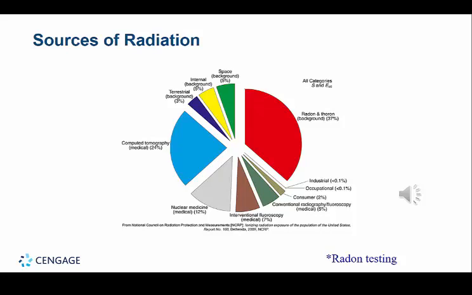Radon takes up the most at 37% of this graph. Radon is naturally occurring and can be found in homes. That's why we have radon testing. And then CT makes up 24%, or the majority of the man-made radiation sources.